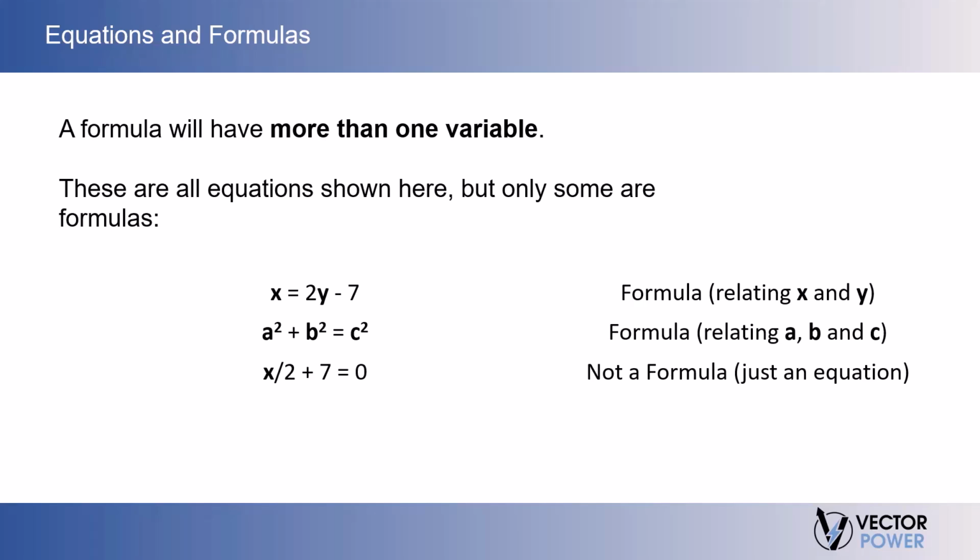Now, a formula will have more than one variable. These are all equations shown here, but only some are formulas. X equals 2 times y minus 7. Formula relating x and y. A squared plus b squared equals c squared. This is a formula relating a, b, and c. X divided by 2 plus 7 equals 0. This is not a formula, it's just an equation.